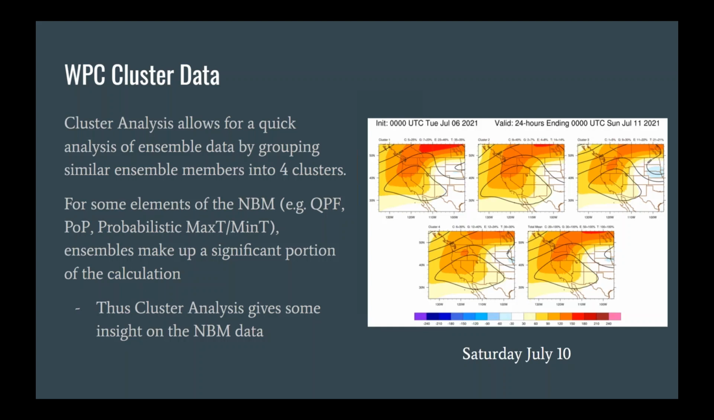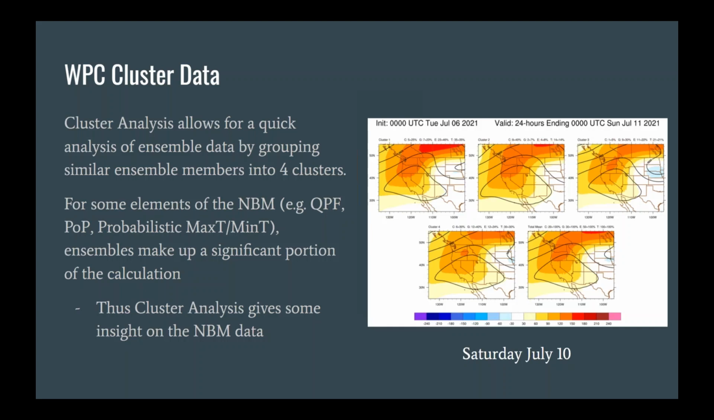What's also nice about this cluster data is that for some of the elements of the MBM shown there, like the QPF, the POP, the probabilistic max T, min T, this data helps to peel back some of that black box of the MBM and tell you why the MBM is doing what it's doing.